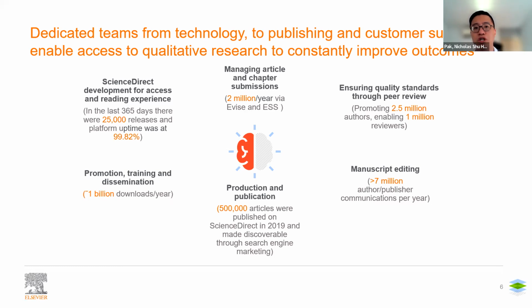We go through a very stringent criteria check, and we reject approximately 70% of the time. But the ones that have gone through the entire peer review process to ensure that their quality standards are maintained, we promote about 2.5 million of them. We enable about 1 million reviewers. We basically have over 7 million author-publisher communications every year. And we publish approximately over 550,000 articles on ScienceDirect in 2020.